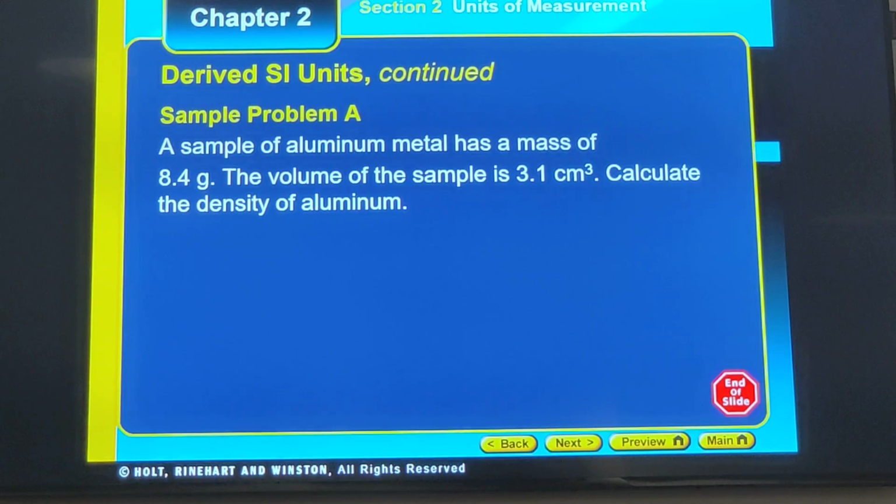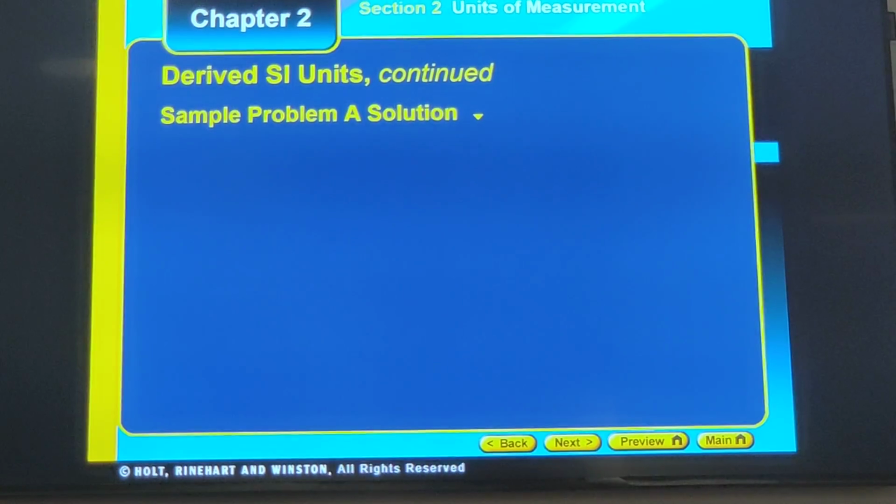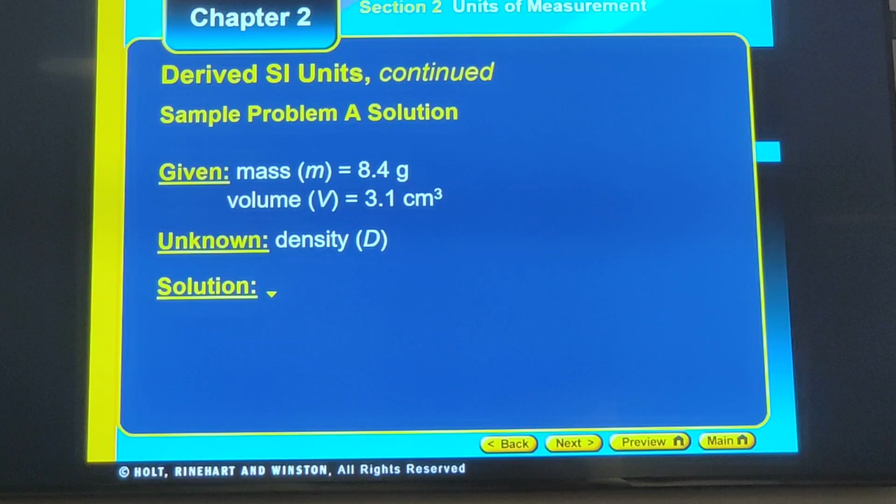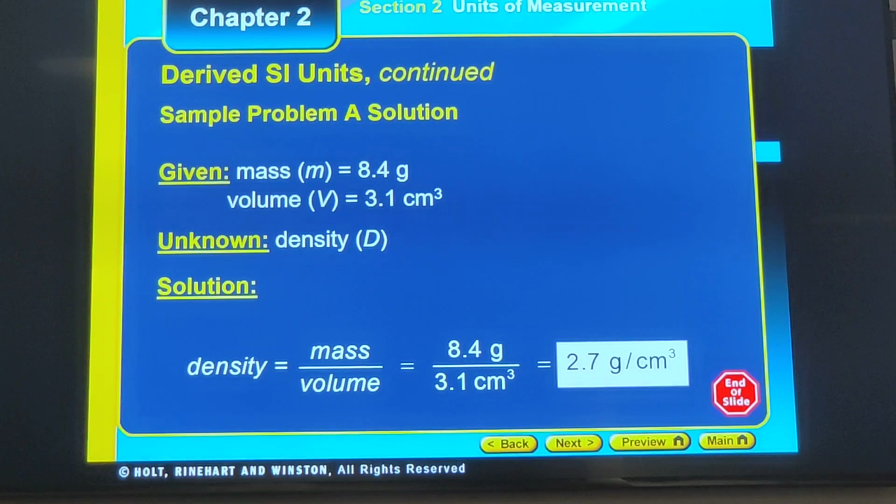If math isn't your strong point, magic triangles are your answer to that. So there's the list of the givens. Our unknown was density. Our solution is just 8.4 grams divided by 3.1 cubic centimeters. And then on my calculator, it's going to have more digits than that.